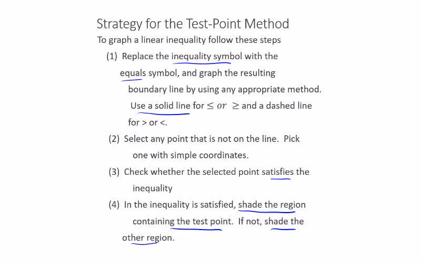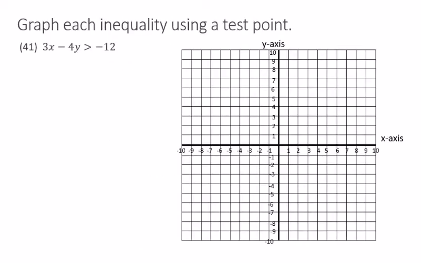So in other words, if you pick a point above and it works, then you shade above. If you pick a point below and it works, then you shade below. But if you pick a point above and it doesn't work, then you shade below instead. And if you pick a point below and it doesn't work, you shade above. All right, so let's take a look at it. And this is if you're on a test and you can't remember the rules, just pick a test point. All right, so here we go.